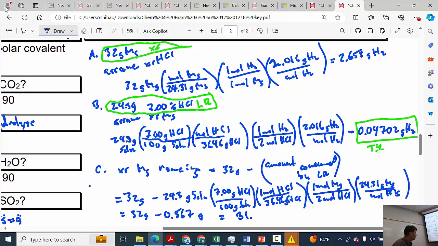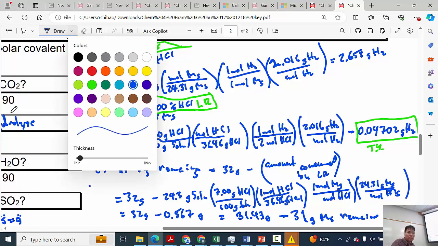So that leaves 31.43 grams. We're only allowed no decimal places, so we'll just round this to 31 grams. All right, so that's the 3 calcs we do for this particular problem.